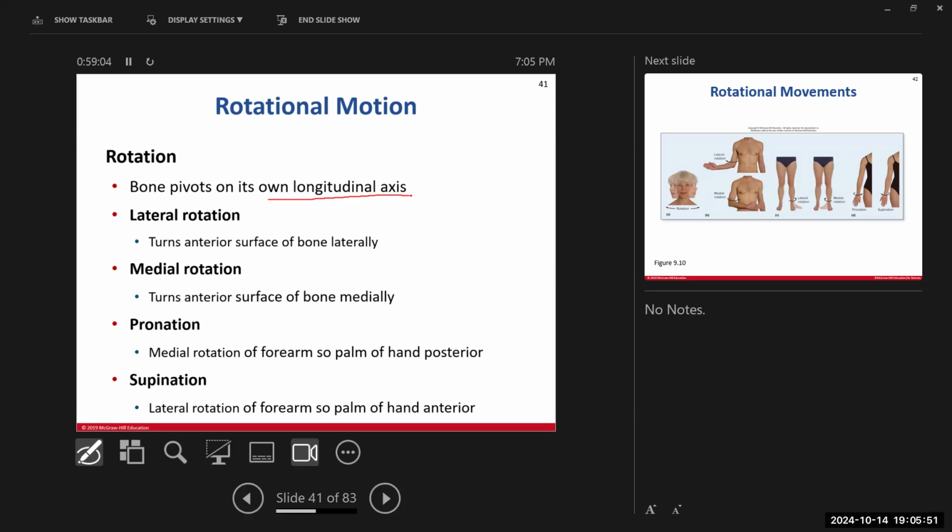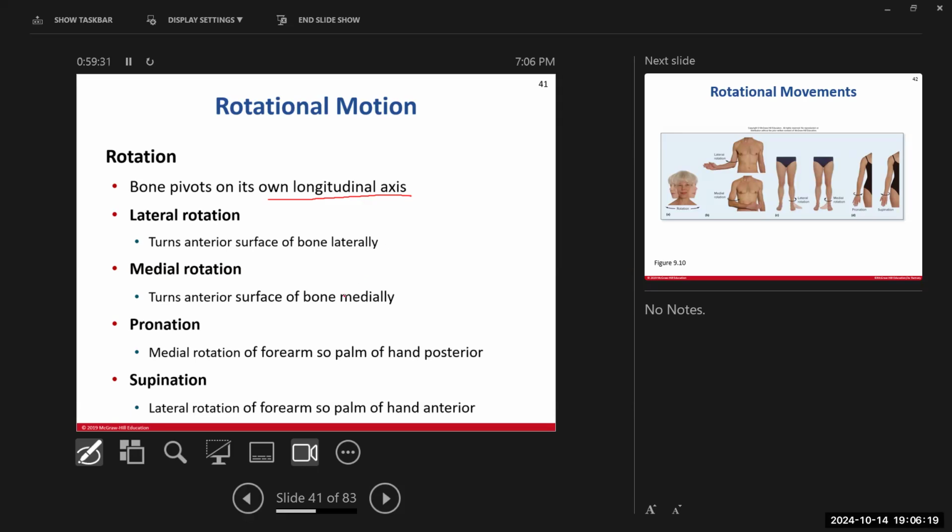Same thing with your leg. You ask somebody to laterally rotate their hip, they'll turn their foot out because the anterior surface of the femur turns out. Medial rotation, okay? So always keep in mind where the anatomical surface, the anterior surface specifically.